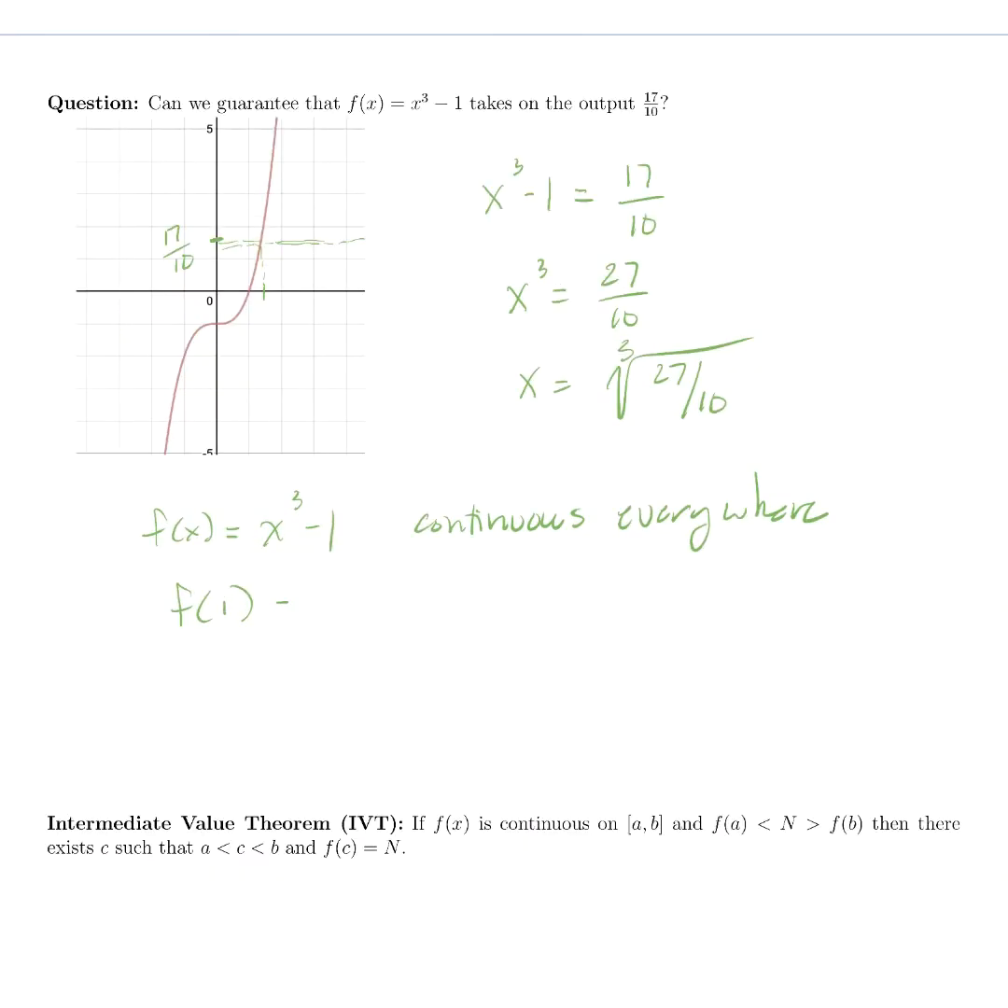Sorry about that. f(1) is equal to 1 cubed minus 1, or 0. Let's see, what happens at 2? f(2) is 2 cubed minus 1, or 7. Okay, it's continuous. It goes through the point (1, 0) and the point (2, 7).